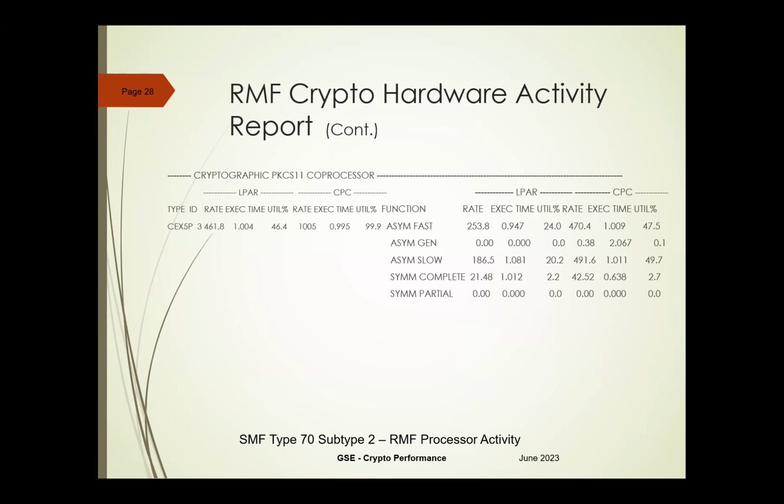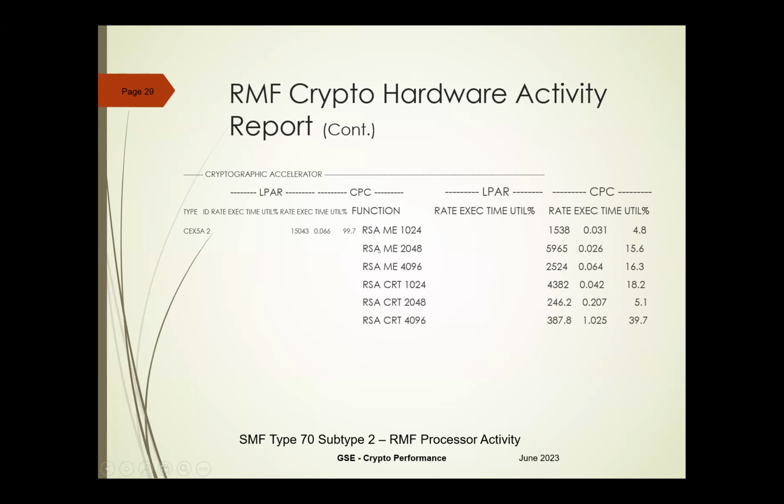The next page of the chart shows the same information for the PKCS11 coprocessors. Again, the important number as far as I'm concerned here is the utilization of the card. This Crypto Express card isn't running that hot. Well, no, I'm sorry. It's this column here, the 99.9, and it is running pretty hot. This chart does provide a breakdown by type or by function: asymmetric fast, asymmetric gen, asymmetric slow. But unfortunately, IBM doesn't document what falls into each of these buckets, so I'm not sure how useful this information is.